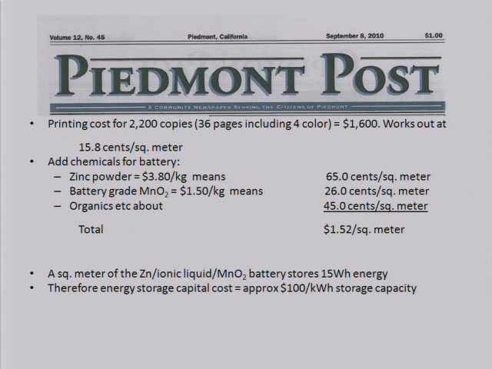So if I add the cost of the chemicals bought in bulk that I need for the battery, the zinc powder is going to cost me 65 cents a square meter. The MnO2 is going to cost me 26. The organics are going to cost about 45 cents a square meter for a total of about $1.52 per square meter, everything included. A square meter of our zinc ionic liquid manganese dioxide battery can store 15 watt-hours of energy, and therefore you do the simple arithmetic, and the energy storage capital cost is approximately $100 per kilowatt-hour stored capacity, which is a very nice figure.